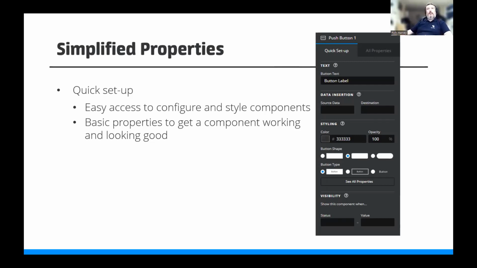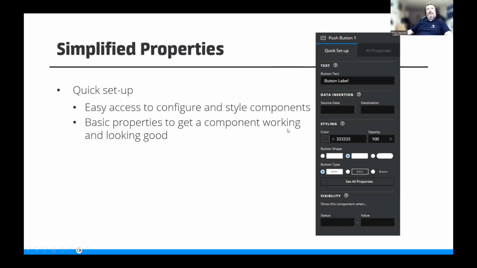So we came up with the idea of the quick setup. We went through all the components and identified what those key properties were, and then exposed those in here. So you can see in the button, all we want to do is set a label for the button. So what does the button say? And then what happens when you press the button? So that was our first vision for simplified properties.